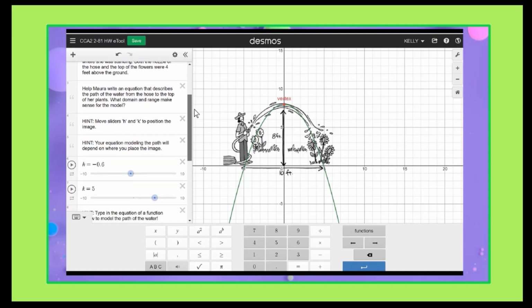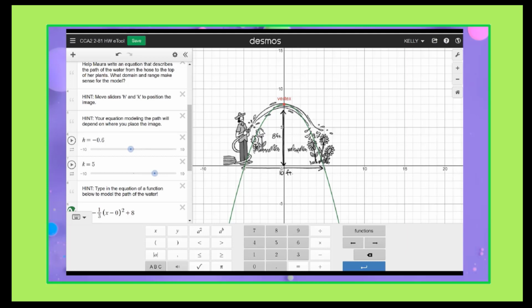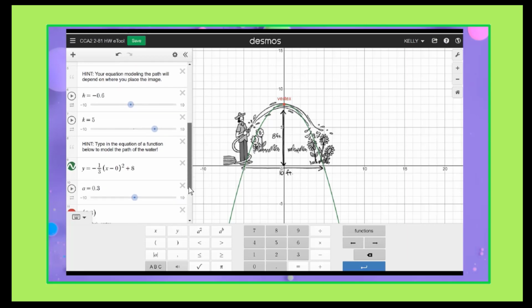They're 4 feet above the ground. Okay, so our range, even though she starts here roughly at 5 feet, it's hitting them at 4 feet. That's where it's splashing on them. So our range would be from 4 to 8.